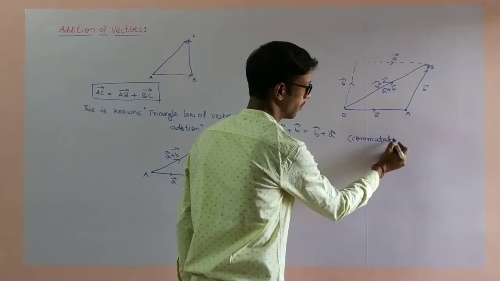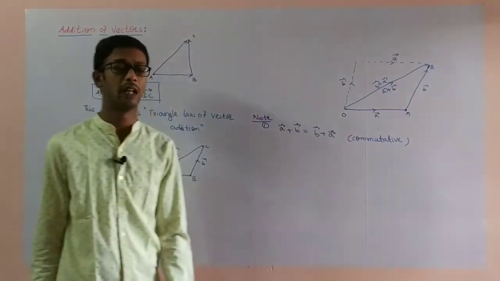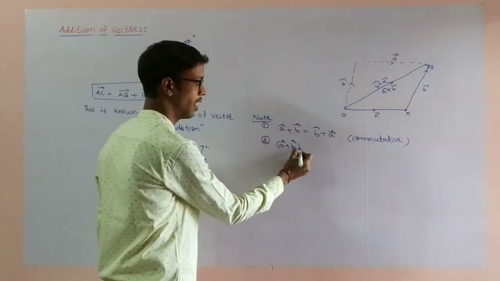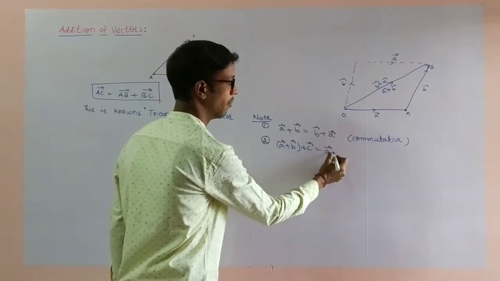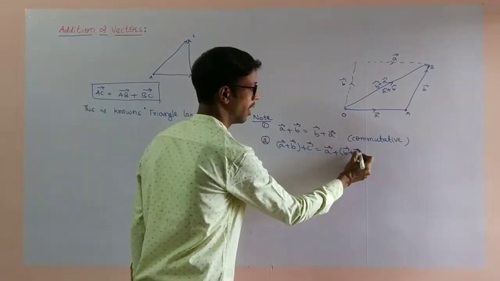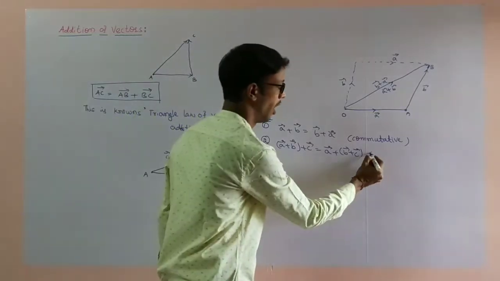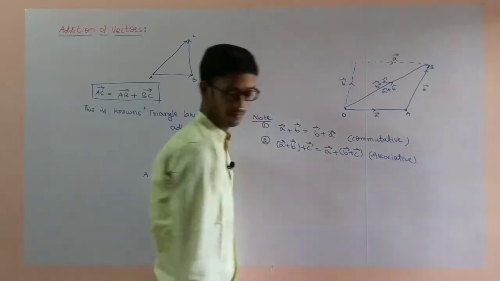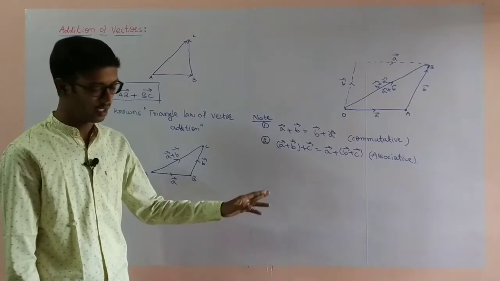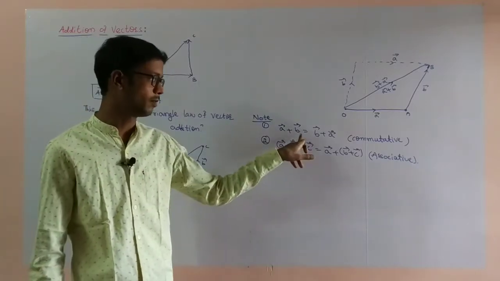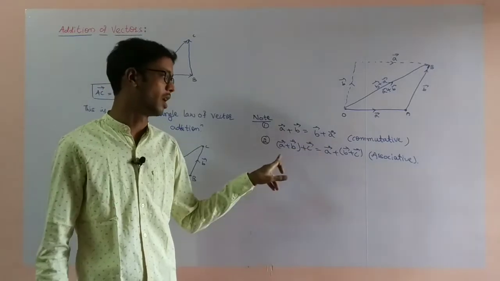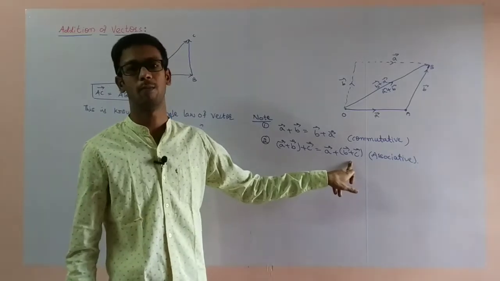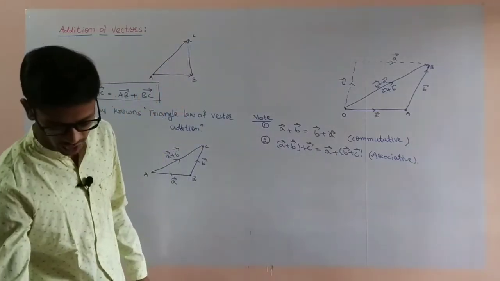Commutative property. Next, in vector addition, this is also possible: A bar plus B bar plus C bar is equal to A bar plus of B bar plus C bar. This is the associative law, the associative property. So these are the important properties, and this is an associative property.